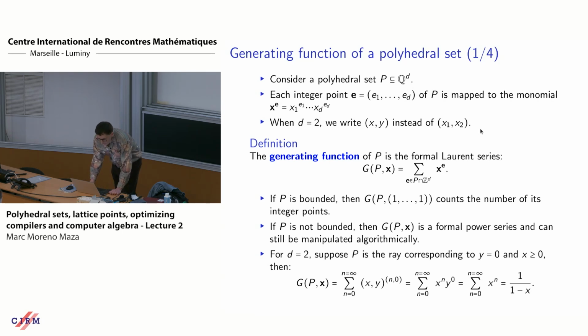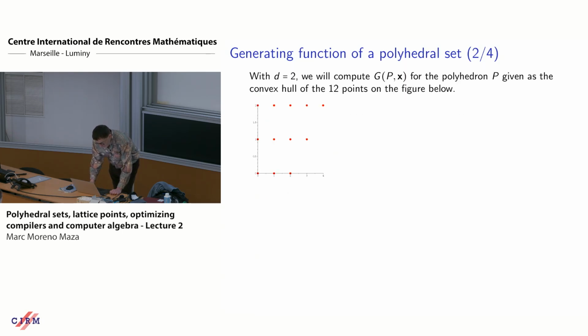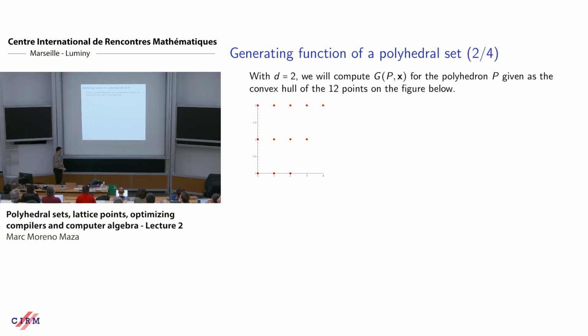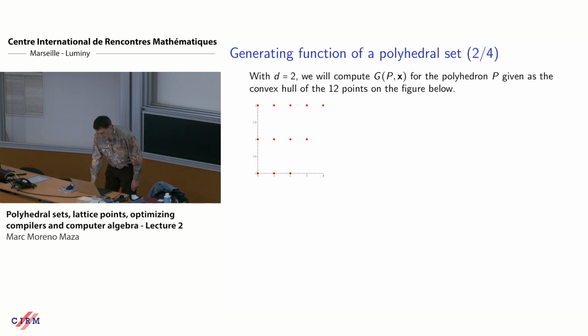And now let's use this to compute the number of integer points of a polytope. Okay, so here is my polytope with these 12 red points. How is this going to work? We'll use a formula due to Michel Brion, which is telling us that the generating function of this polytope is the sum of the generating functions of its vertex cones. So here we have 4 vertex cones, four corners we can say. So we are going to compute the generating functions of each of these cones.